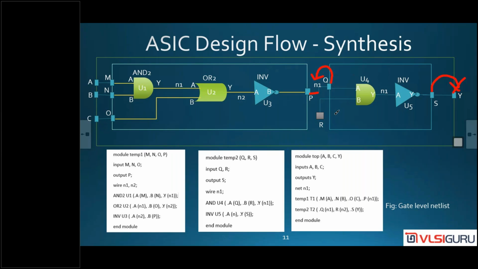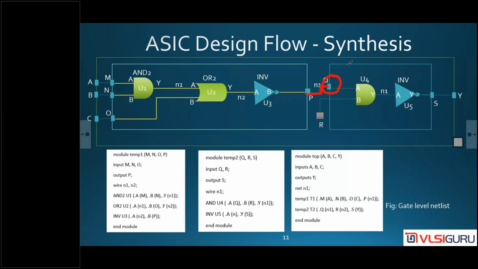So we are integrating two blocks. What is P? P is connecting to net N1. So P is the output of what? Block 1. But net N1 is connecting to Q. What is Q? Q is the input of block 2. So block 1 and block 2 are connected by using what? Net N1. So two blocks have been integrated. This is called RTL.